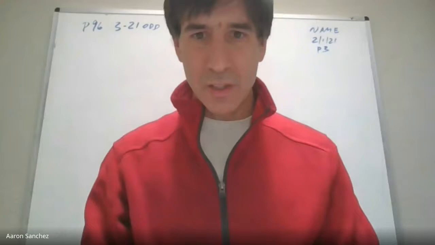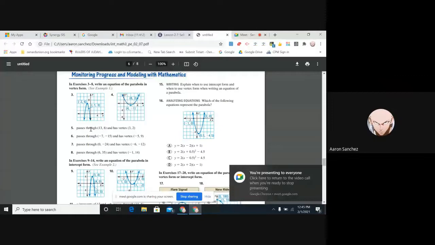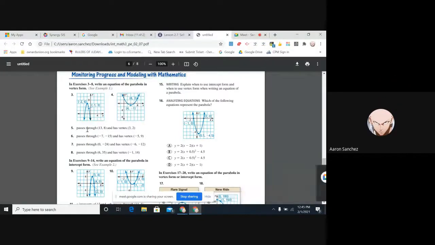Okay, so... five. Okay, so now I guess we can do five really quick, but it's not on a graph. It just tells you what the vertex is, which would be this point right here. Vertex is 3, 2, and it passes through 13, 8. So that's your X and your Y. This is your X and your Y right there. And then 3, 2 will be your vertex.